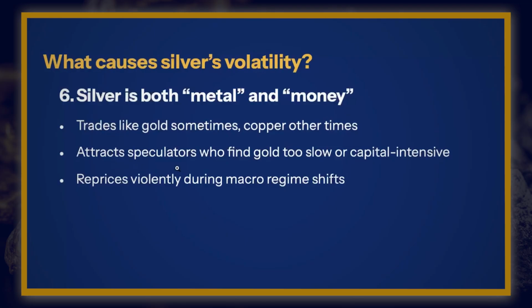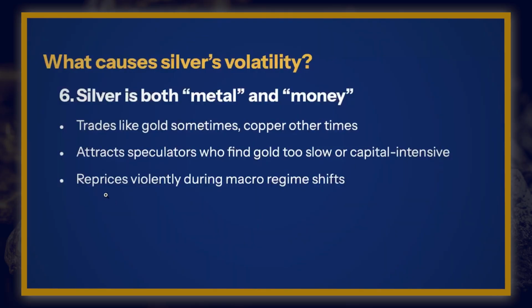Silver also attracts speculators who find gold too slow or too capital intensive. Gold is much slower to reprice, silver moves a lot more quickly. And of course, a lot of people want to get rich quick. They don't want to get rich slowly. So silver is very attractive for those people. Also, silver reprices violently during macro regime shifts, and part of that is because it's so small and thinly traded, and part of it is the other factors we mentioned here.